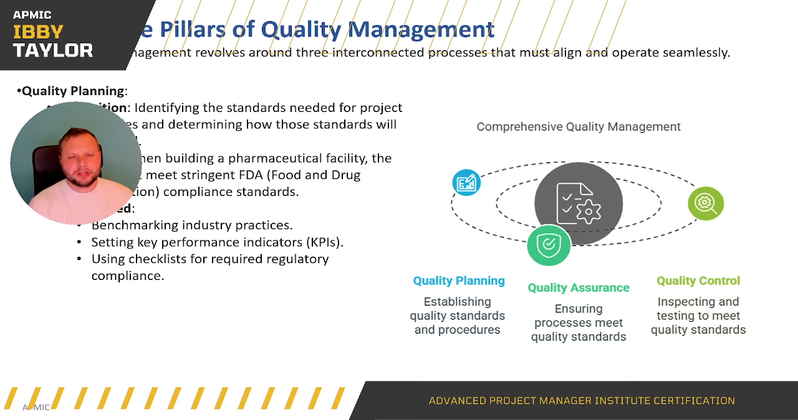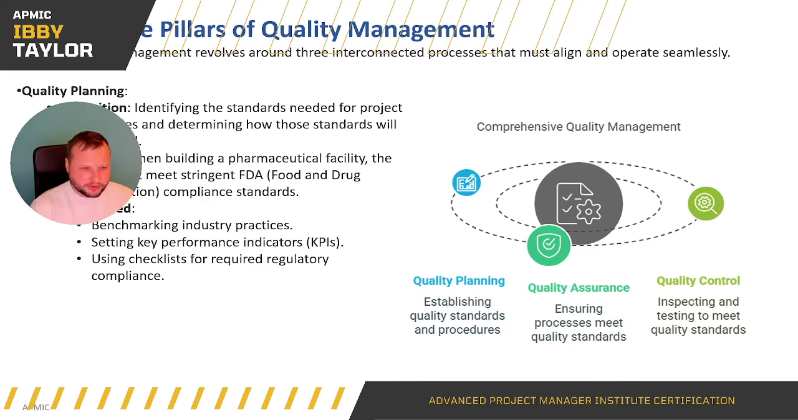So, 3 pillars of quality management. You can break it down into 3 sections: quality planning, quality assurance, and quality control. Often you'll hear these get shortened to QP, QA, and QC. So planning is where it all starts. How do you establish your standards and processes? How do you plan for what your quality standards are going to be? What do you need to put in place to ensure those standards will be achieved?